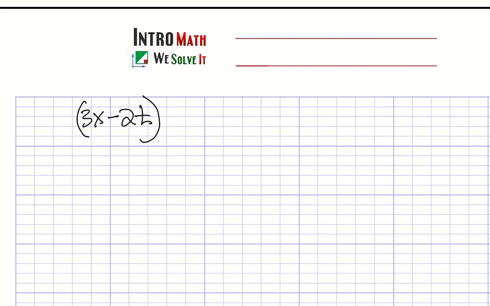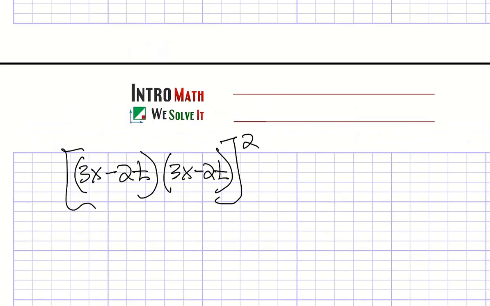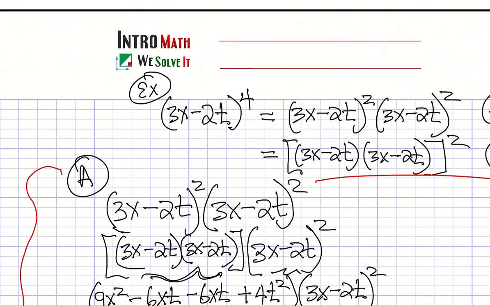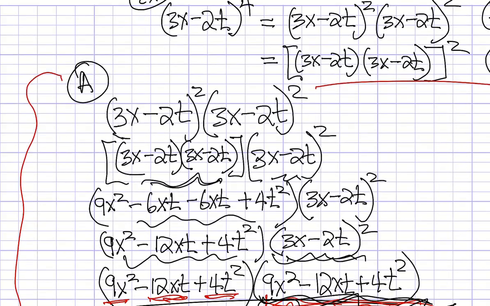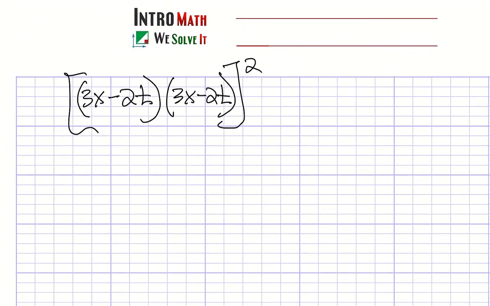And then you repeat 3x negative 2t. Okay, and then you put them. This is a law of exponent somewhere. Let me make sure I copied it right. 3x minus 2t. Yes, the same thing. So you put it like that. This is method B, okay?